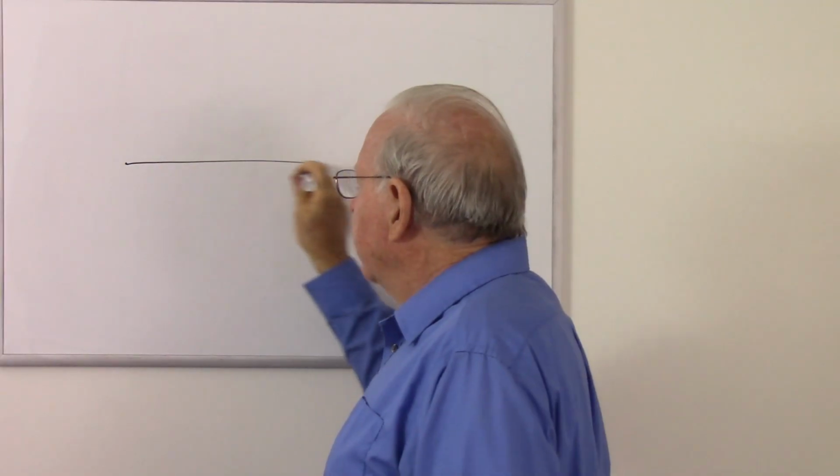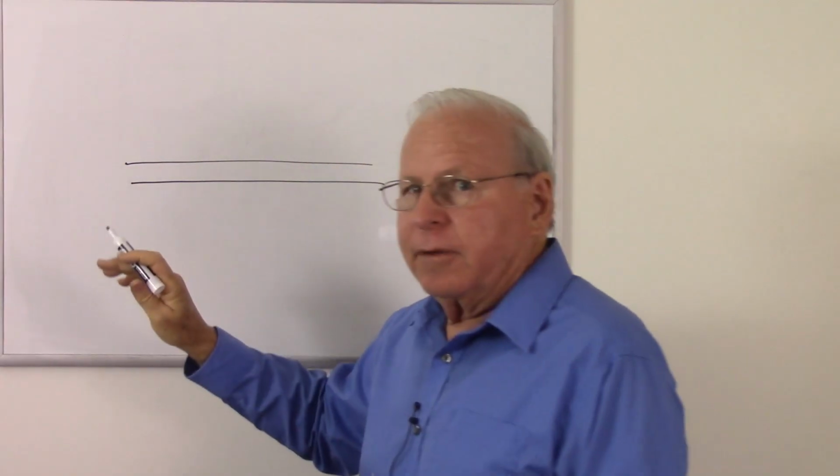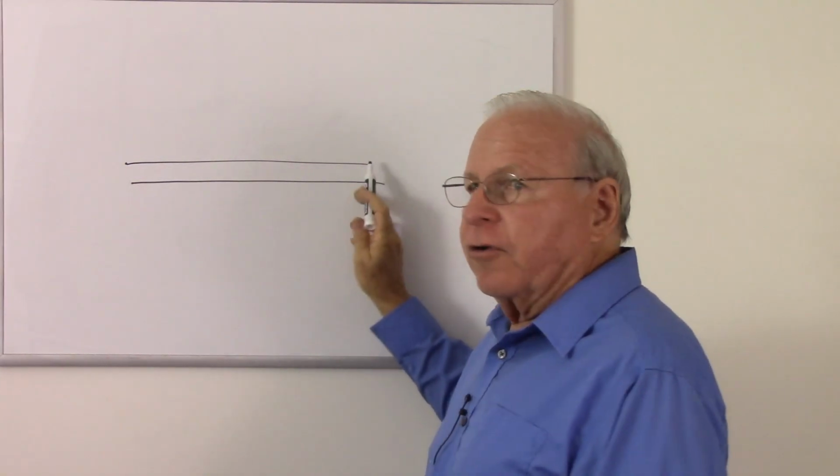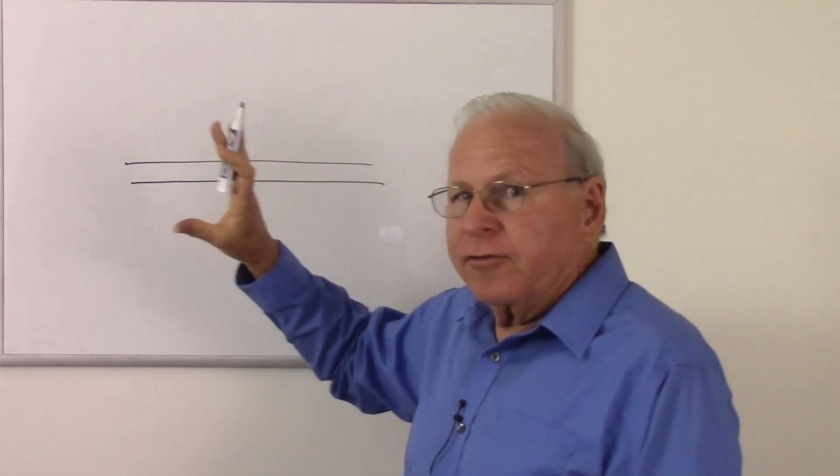Now, we don't need the 2 layers. I'm just going to start out with 1 layer of glass like we did before, and we're going to get our total internal reflection. I'll stop there. But there's a problem with that.